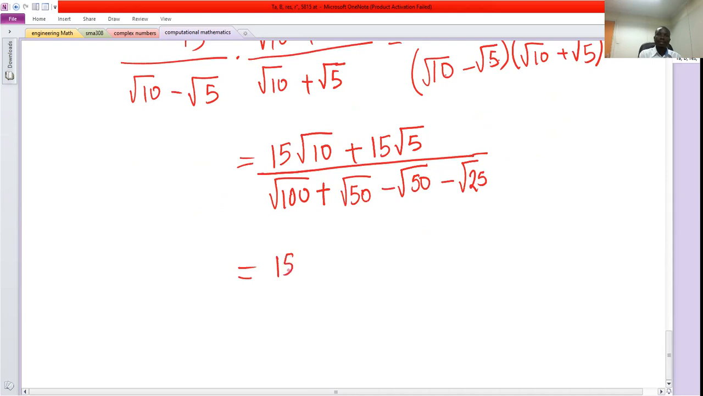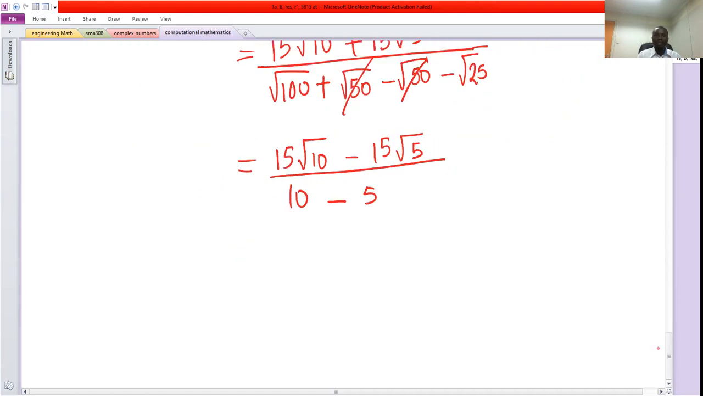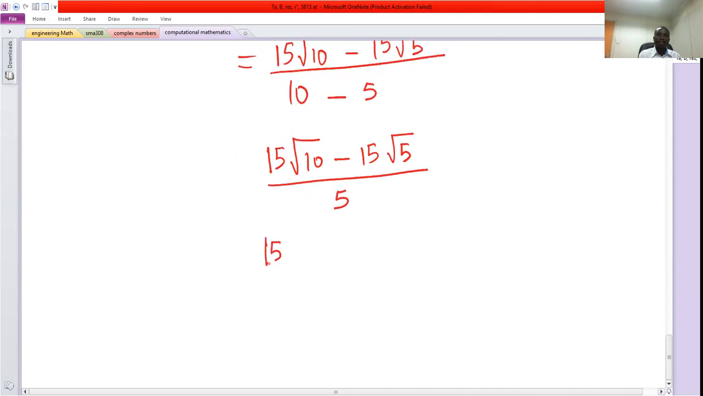Which will be 15 root 10 minus 15 root 5 divided by root 100, which is 10. This and this cancel out. And then minus 5, since the square root of 25 is 5. So this will be 15 root 10 minus 15 root 5, over 10 minus 5, which is 5. And we can say this is 15 root 10 over 5 minus 15 root 5 over 5.